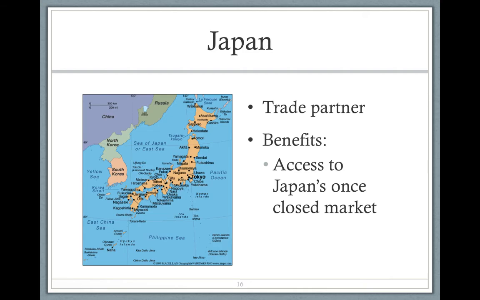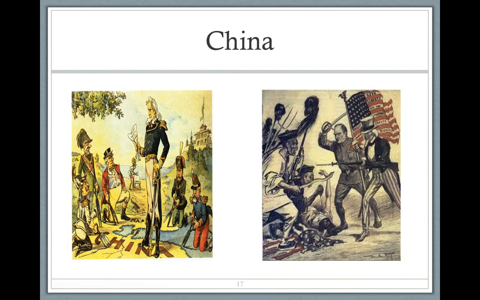All right, and last but not least, China. China is a sphere of influence. What is a sphere of influence? Oh, that's a vocabulary word.